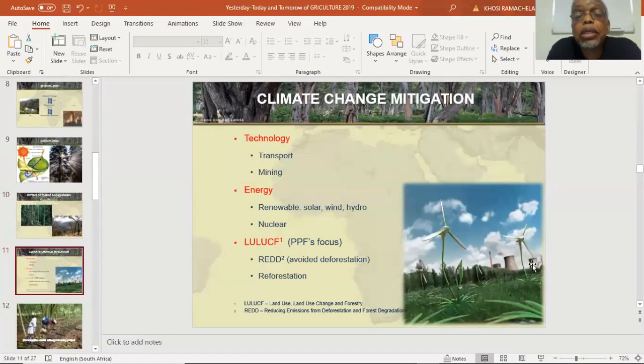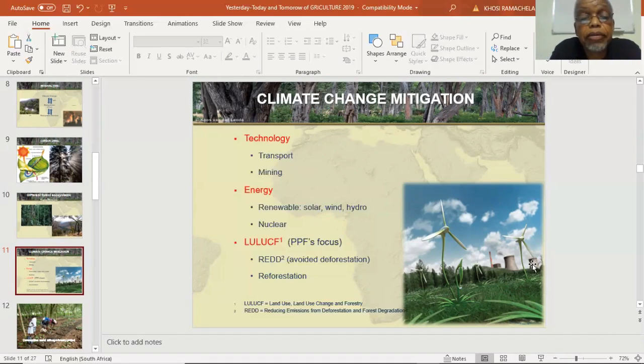All right. So we have technology, like transport and mining. Those are the aspects which you're looking at, that we can work on in terms of mitigation: improved use of clean energy, improved technology in mining to reduce emissions. Then renewable energy, where you substitute your fossil fuel energy with solar, wind and hydro energy. Of course, the aspect of nuclear energy comes in.